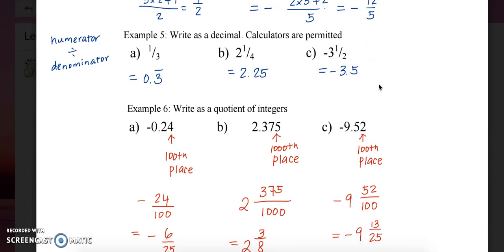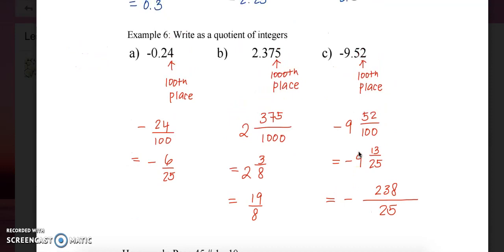When you write fractions as decimals, you divide the numerator by the denominator. So 1 over 3, take out your calculator, divide 1 by 3. You get 0.3 repeating. For 2 1/4, it's going to be 2 point, and 1/4 is that famous fraction that can turn into 0.25. And negative 3.5 will become negative 3.5.